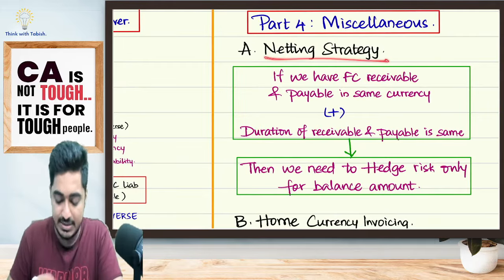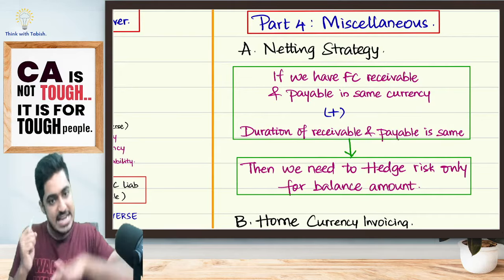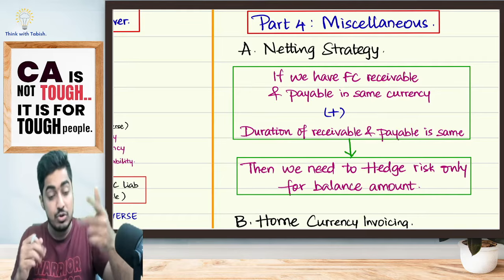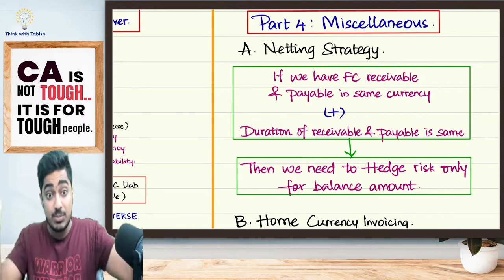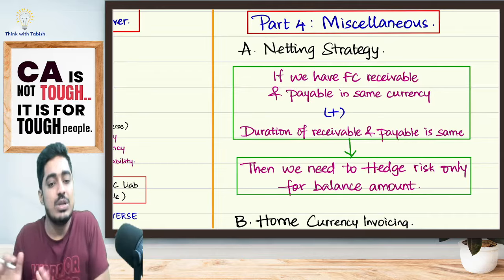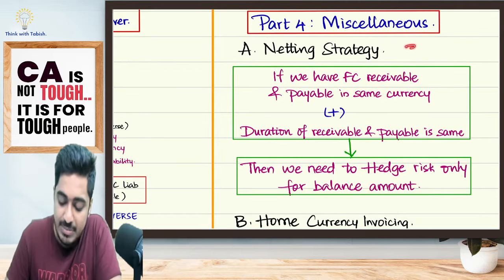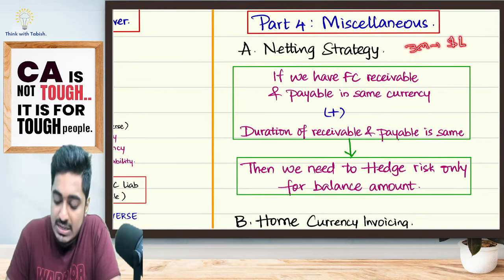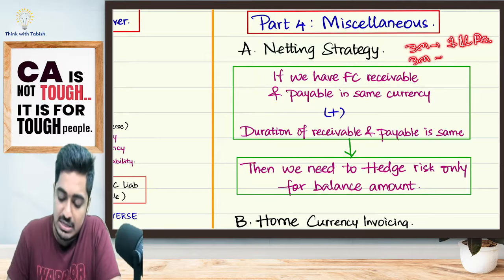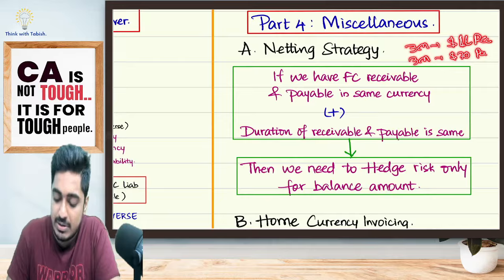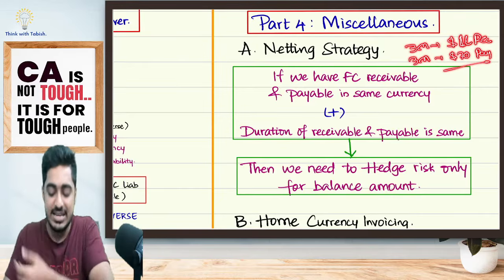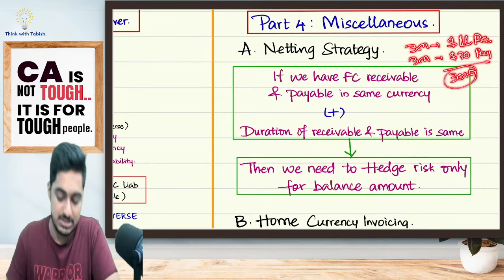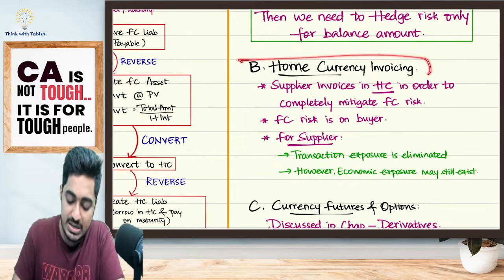Okay, next is miscellaneous strategies. In that, first is netting. I have a foreign currency receivable as well as a payable. Point number 1. Point number 2, both are in the same currency. Point number 3, both are for the same period. That means only the balance amount has to be hedged. Imagine 3 months later, $1 lakh is receivable. 3 months later, $70,000 is payable. That means 70,000 is already hedged. If you hedge the balance 30,000, it is sufficient. Is this clear?